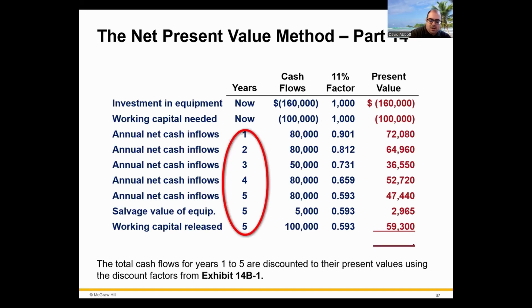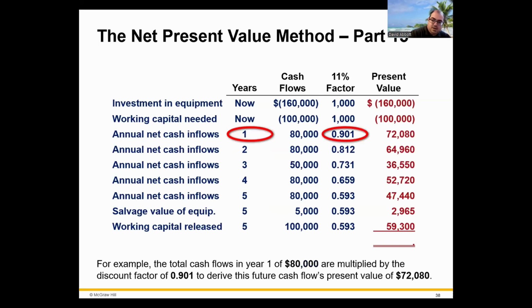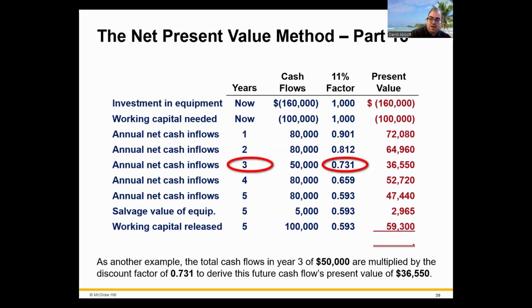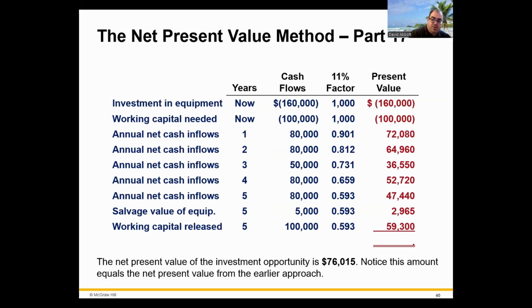Now, looking at this again, each cash inflow, what it would be, and then we work it out to find out what the present value of that would be, what the scrap value of the equipment and the working capital to be released is. And so we work out then for the annual cash flow. Again, we know that's 80,000, and then at 11%, 0.901 is going to be the factor. So that comes out to 72,080. The same thing for year 3.